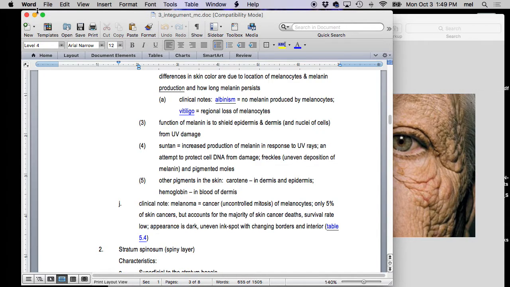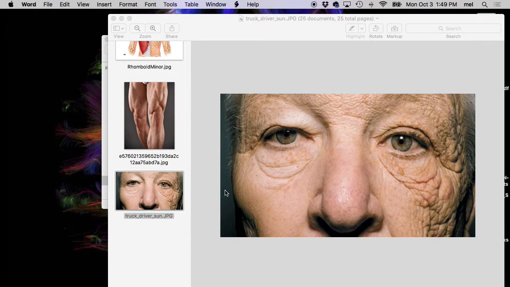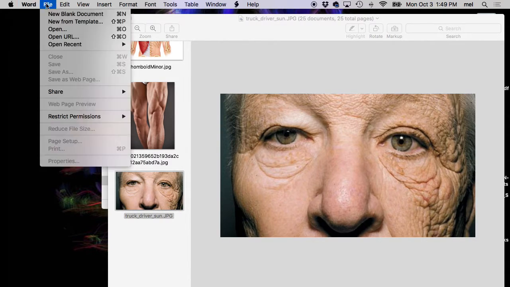Okay, we'll do melanoma next time. Take this, put it in your head.